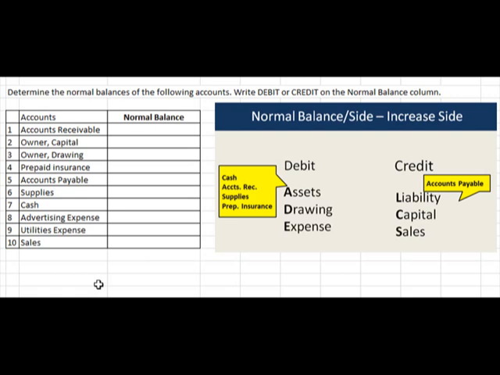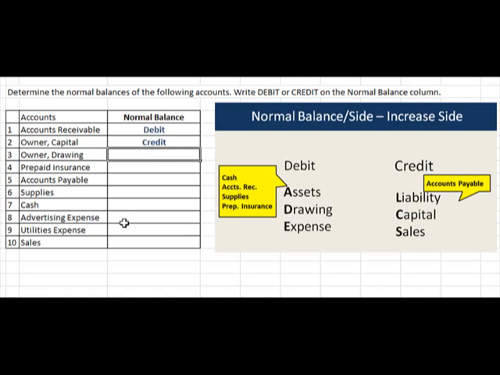So let's begin. Number 1, accounts receivable. Since it is part of the assets account, its normal balance will be debit. For the next one, we have the owner's capital account. Owner's capital, on our schedule from LCS, capital is on the credit side. So its normal balance will be credit.